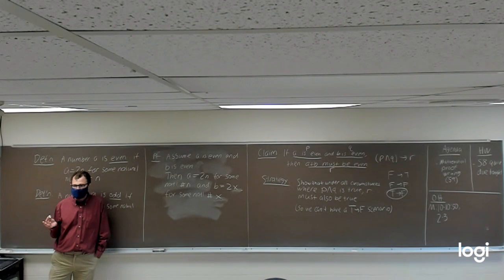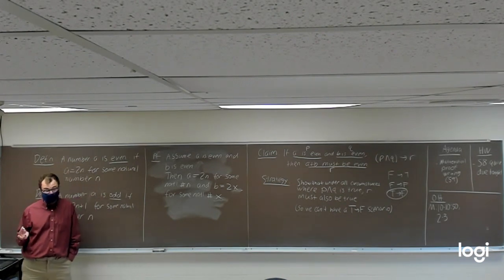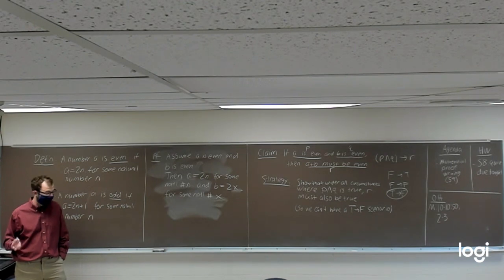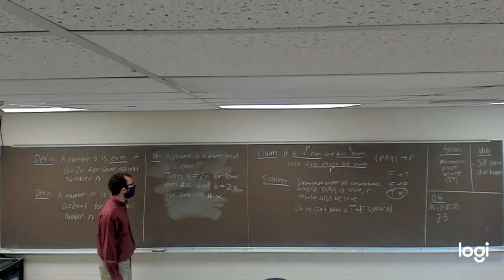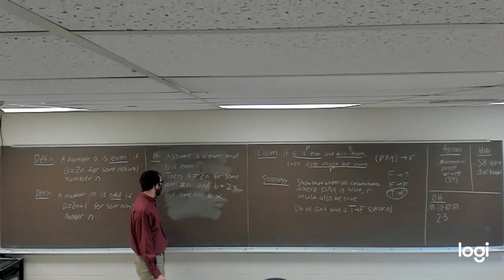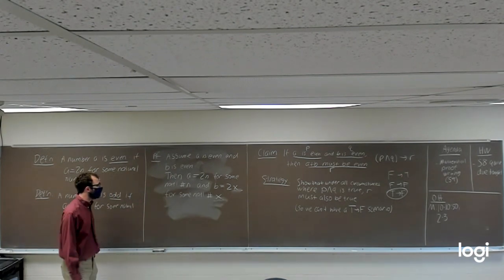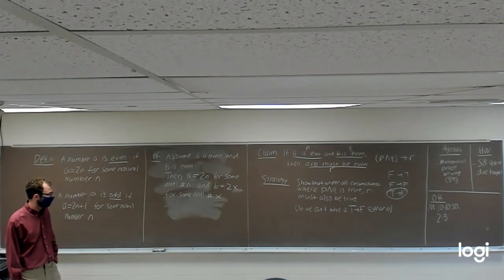Does it make sense why we can't use n to refer to the same thing both times? So we know that A is equal to 2 times some natural number n, and B is equal to 2x for some natural number x.